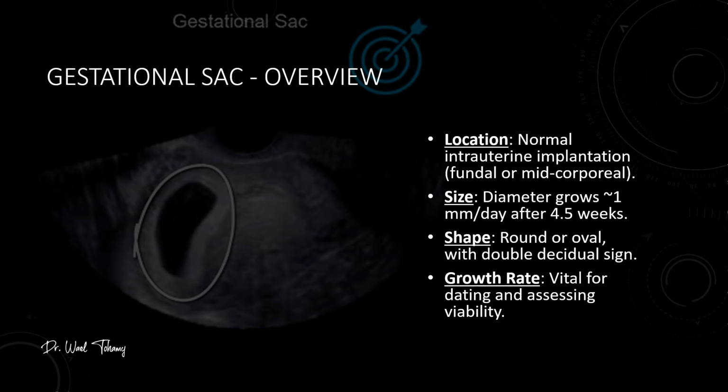The sac should appear round or oval in shape, and by 4.5 weeks, 4 plus 3 or 4 days, it grows at a rate of approximately 1 millimeter per day. Look out for the classic double decidual sign, a reassuring marker of intrauterine implantation. And remember, the growth rate of the sac is not just for measurement, it's also a critical parameter for accurate dating and viability assessment.